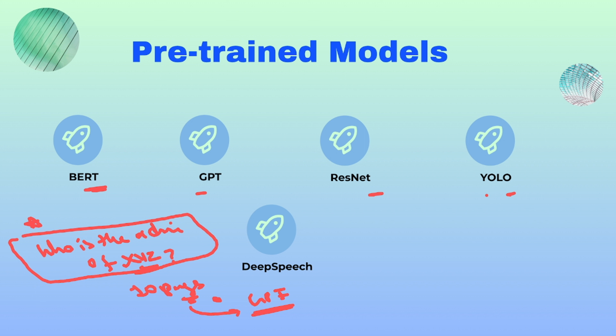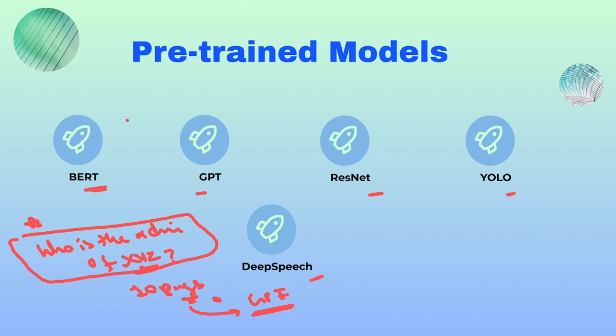Then YOLO, You Only Look Once. It is a pre-trained model for real-time object detection. It is commonly used in applications like security cameras, where it can detect and track objects in live video feeds. Then there is DeepSpeech, which is a very famous one. DeepSpeech is a pre-trained model for speech recognition developed by Mozilla. It can be used to convert spoken language into written text, making it useful for applications like transcription services or voice assistants.